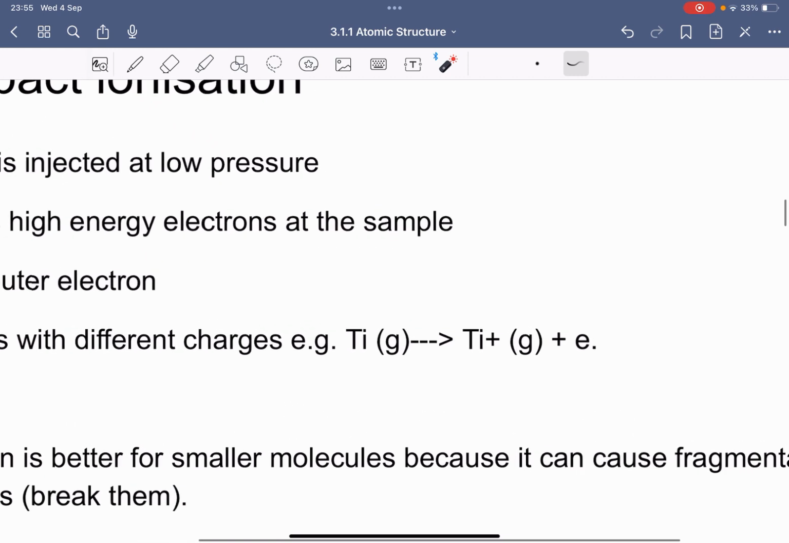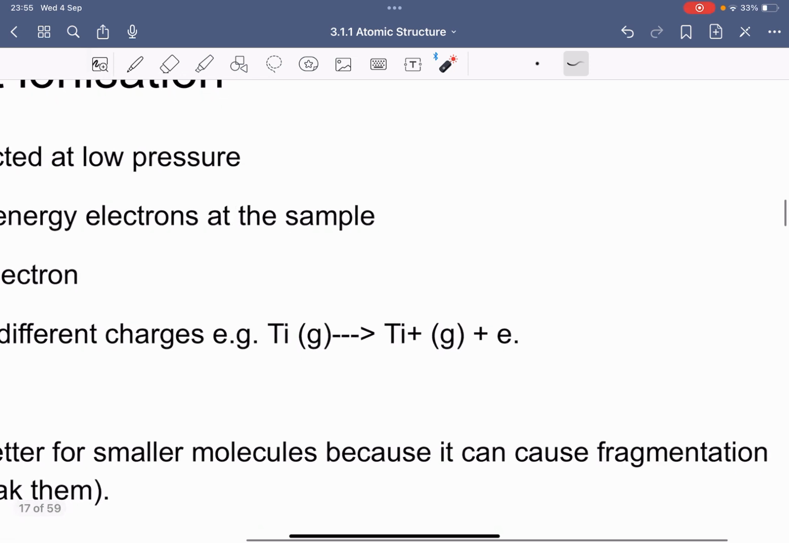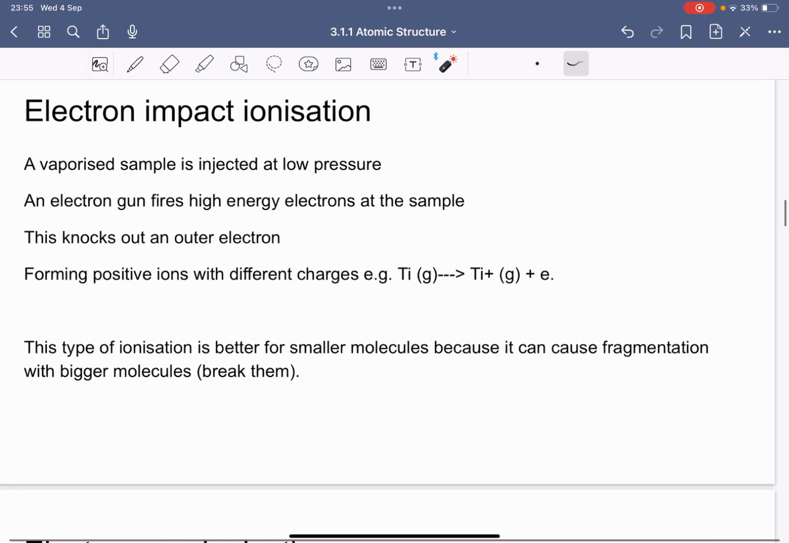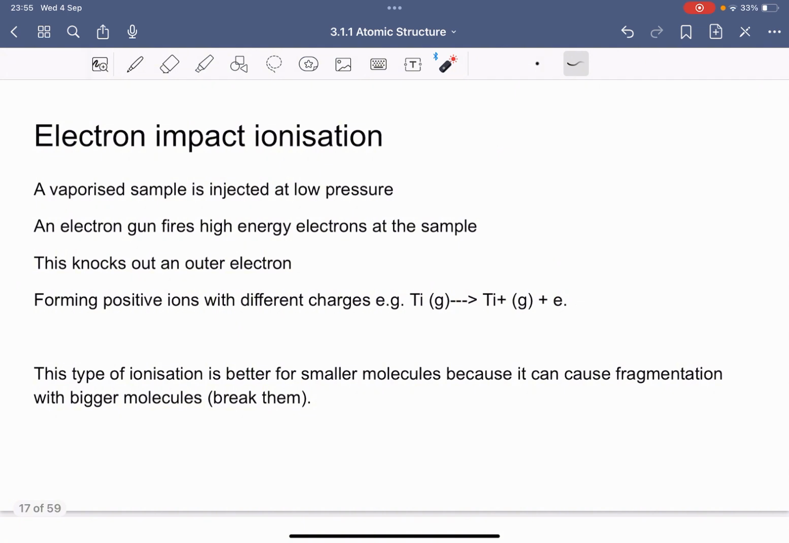So basically, you have your particle here, and then an electron gun shoots high energy electrons at it, knocking off an electron from the particle to form a positive ion and just a random electron floating about. You don't need to worry about that random electron. It's the positive ion that we wanted. This type of ionization is better for smaller molecules because it can cause fragmentation with bigger molecules.